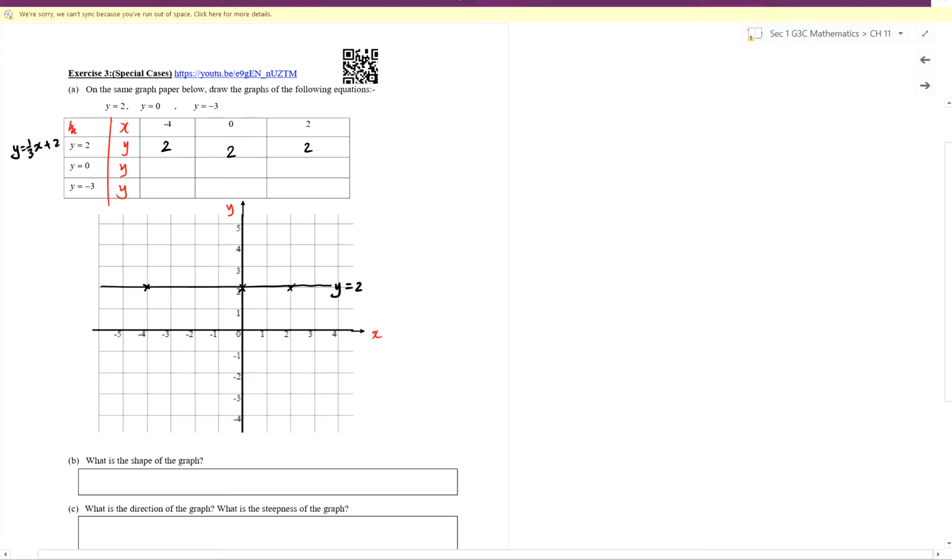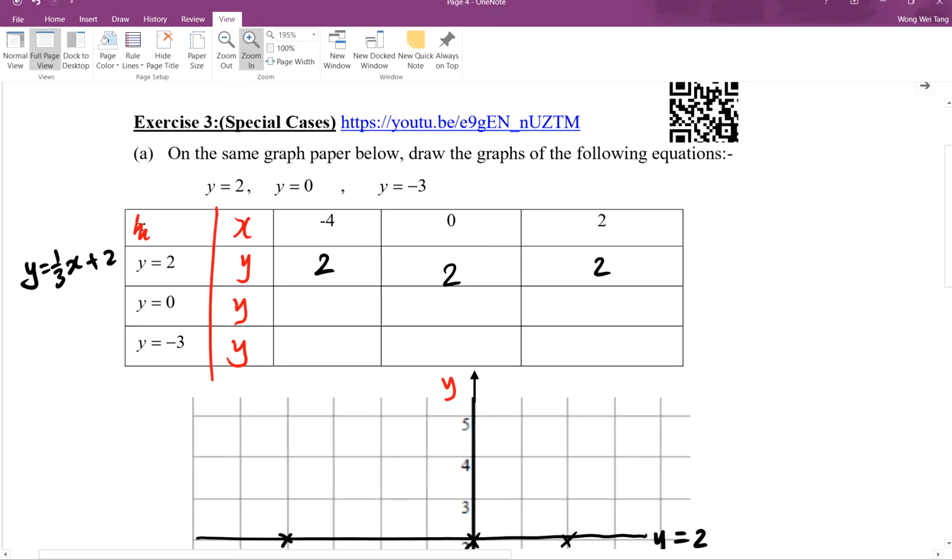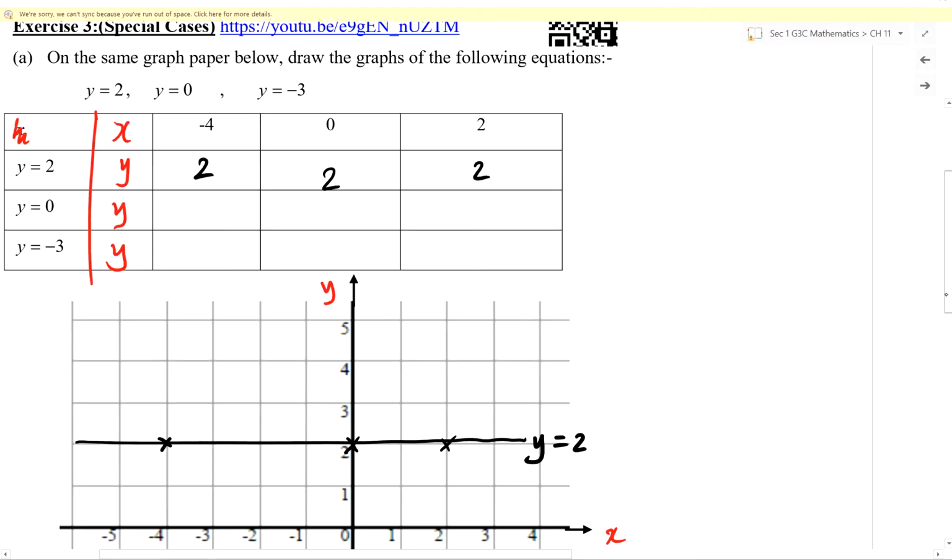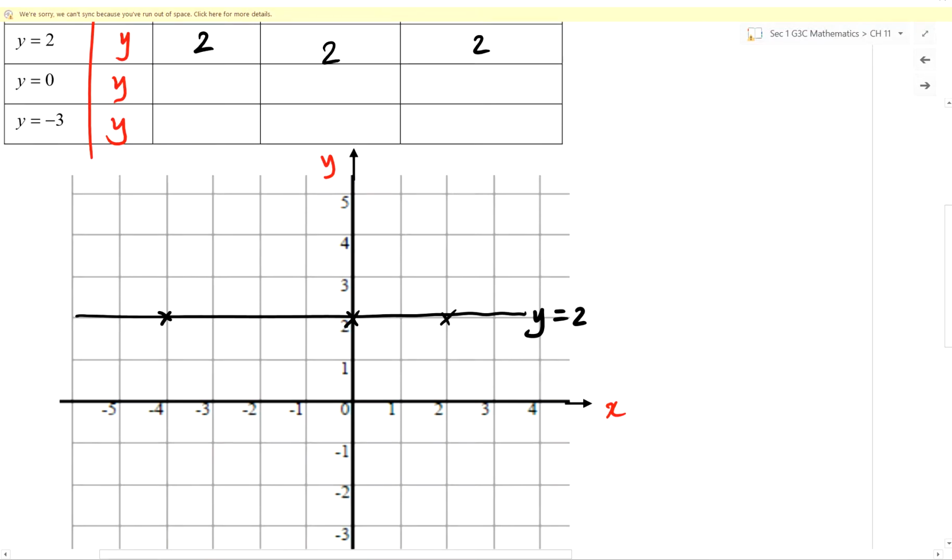What is the number in front of x over here? Is there an x term? Don't have. I can rewrite this to become y equals to something times x plus 2. What is the something over here? What number must I place in this box? 0. 0 times x is 0.